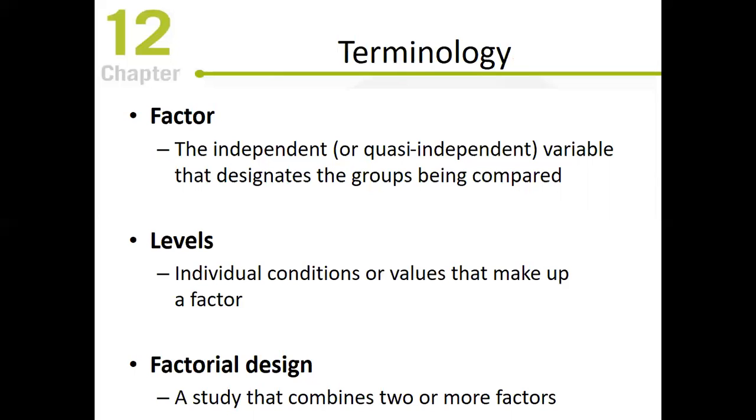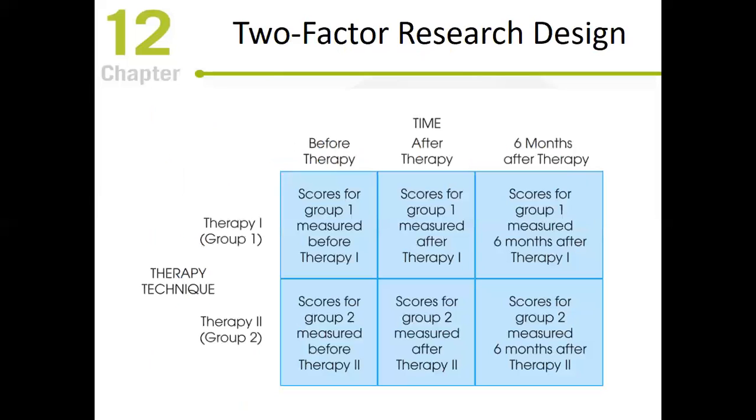We're no longer looking at the influence of one single variable on one outcome. We may be looking at a multitude of variables. Okay. So here's just an example of a two-factor research design. Here, the researchers were interested in two factors, okay? Therapeutic technique and time, okay? Time over this different course. Okay, how are people performing before therapy, immediately after therapy, and then 6 months after therapy?